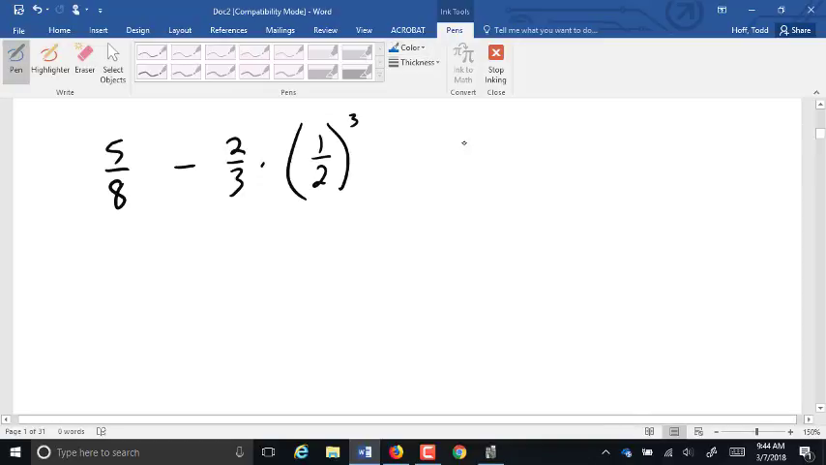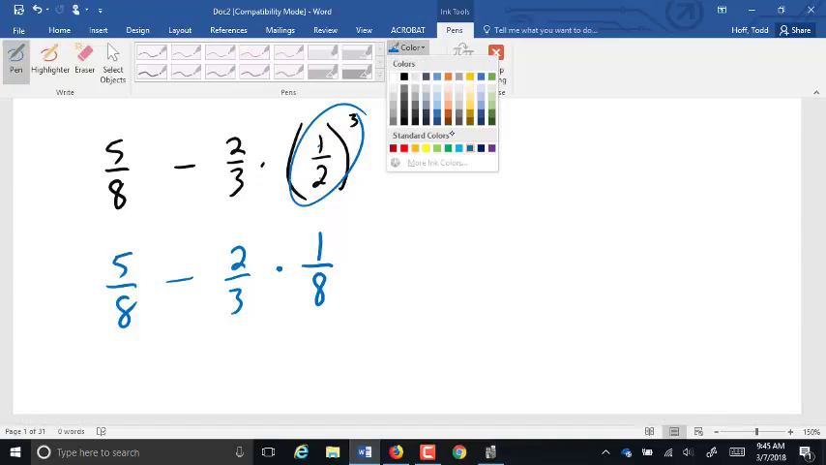What do we have to do here? Parentheses first. Good. So 1/2 cubed, or to the third power, means you have 1 to the third power, which is 1 times 1 times 1, over 2 to the third power, which is 8. So replace the 1/2 to the third with just 1/8. Then what?